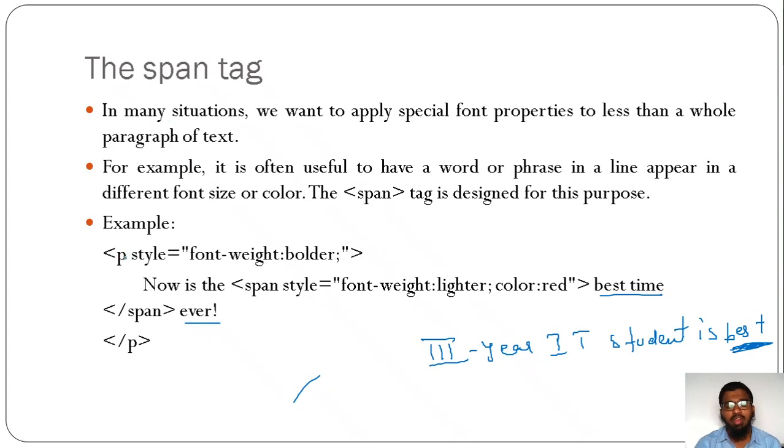If you did not understand this span tag, no problem. When we do the practical, you can easily understand this. This is very simple, small code. Wherever you are writing, before that you need to open the tag and close the tag. In the opening tag, you have to give some attributes, like style is font weight lighter and color red. So best time will be displayed in red color. Here I need to give the opening tag for the span, and here I need to close the span. Whatever color you want, it will appear in that color. So this is the span tag.